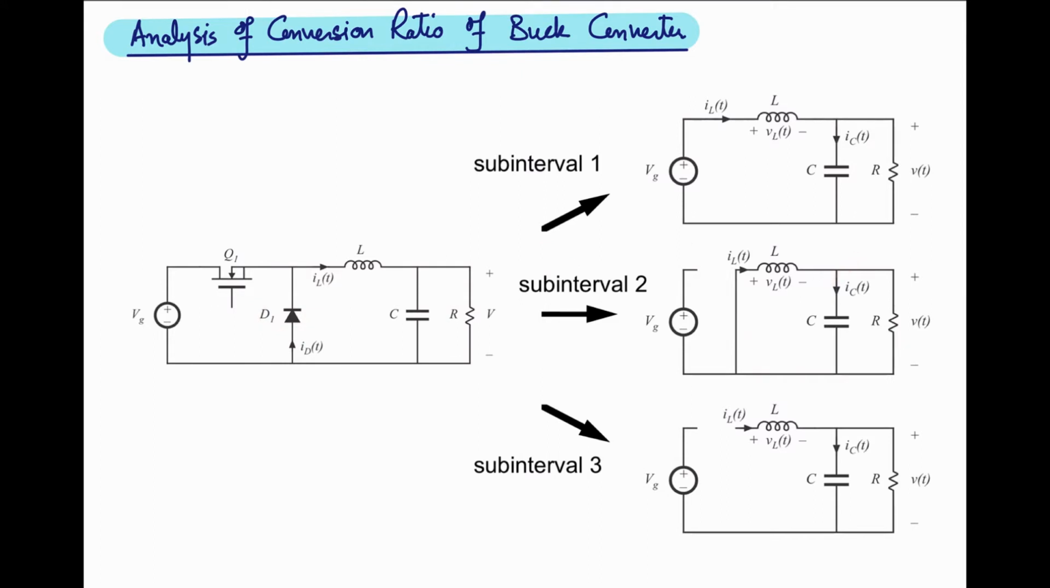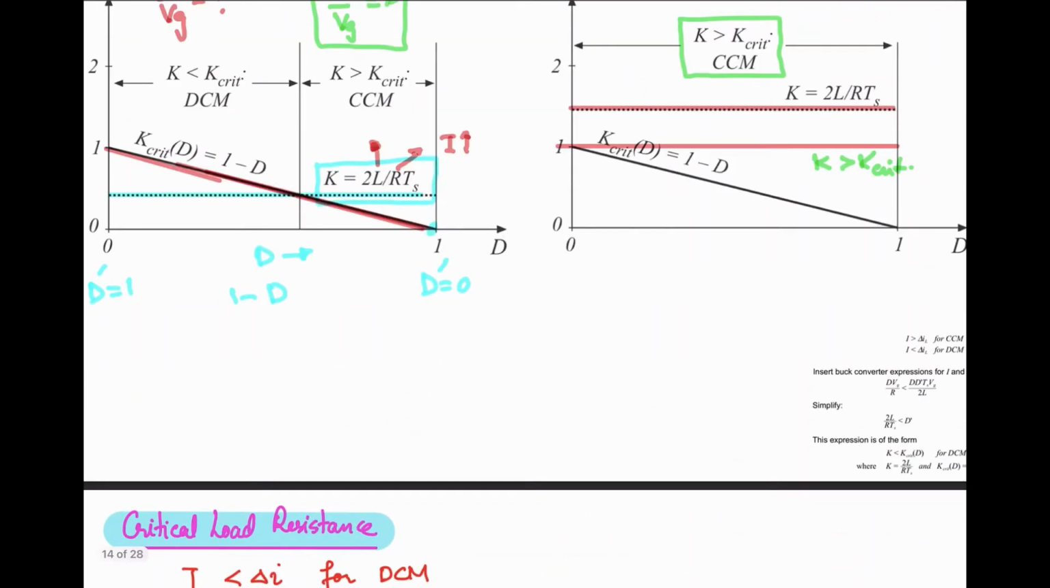And in the third mode of operation, your diode and switch are both off, because your circuit is in the discontinuous conduction mode. Your inductor current is not continuous, right? So that's why you have this third interval. That can be shown in terms of the inductor current waveform.